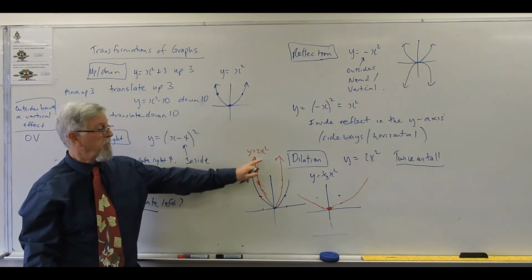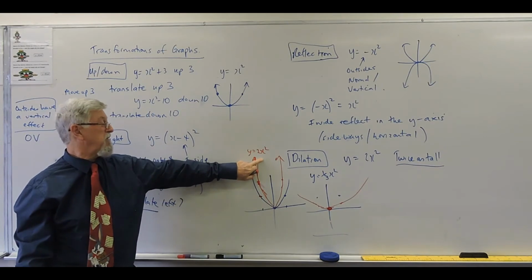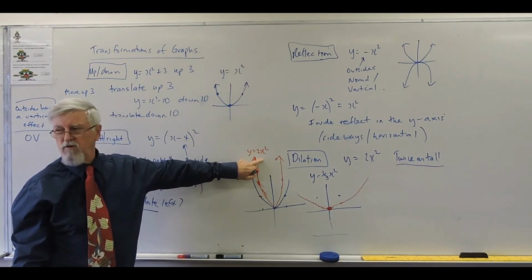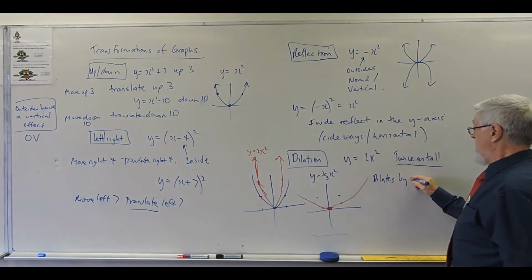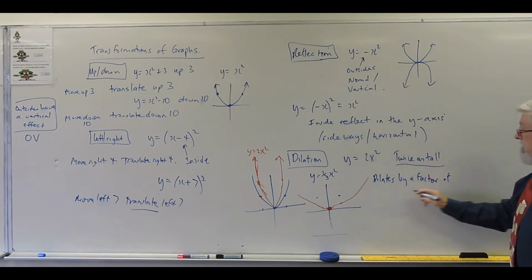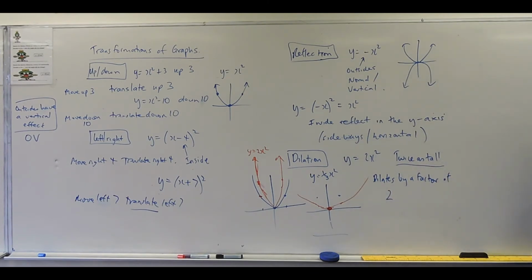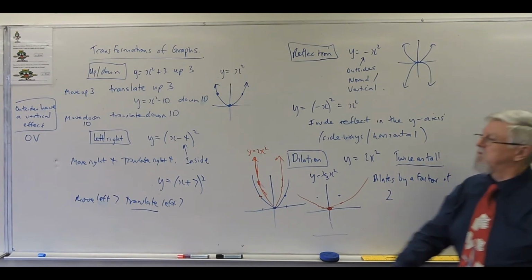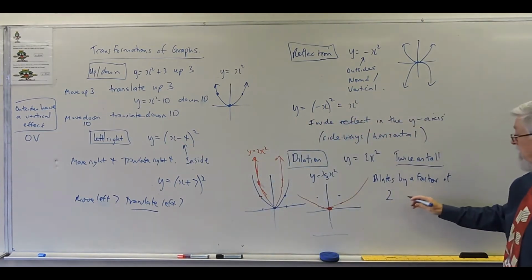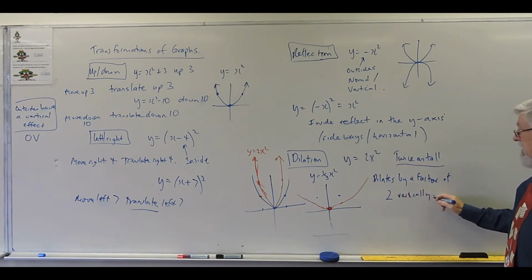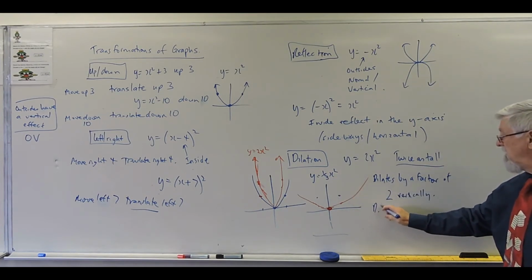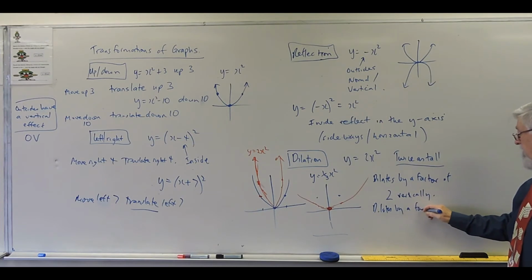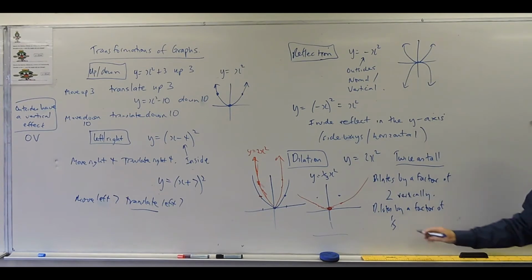So what's it done? How do we put it into words? Look at the words. Why do people get the words right? It dilates by a factor of 2. Which way? Outsides are vertical. Dilates by a factor of 2 vertically. Takes it and makes it twice as tall. This one here dilates by a factor of 1/3 vertically.